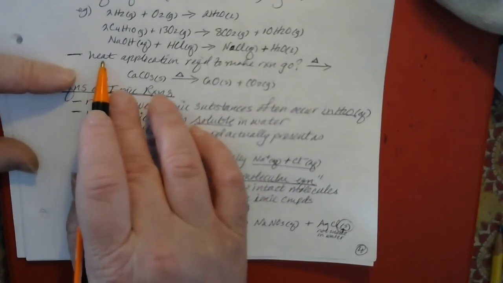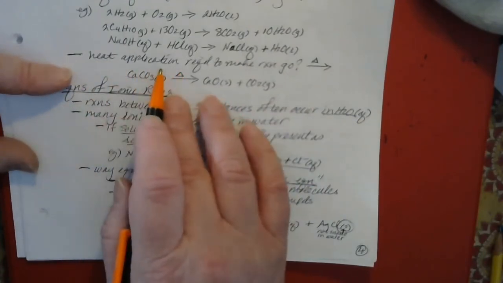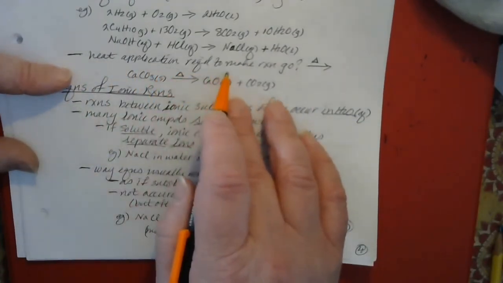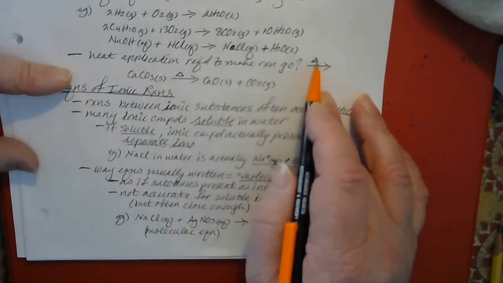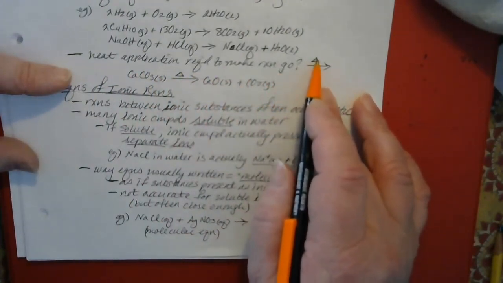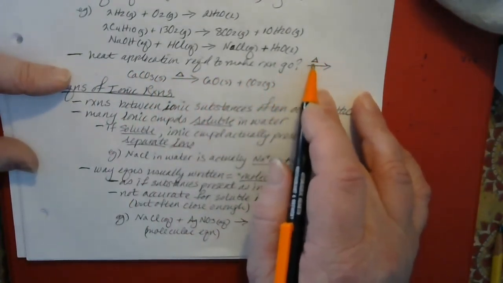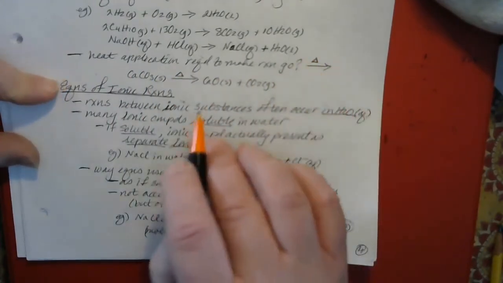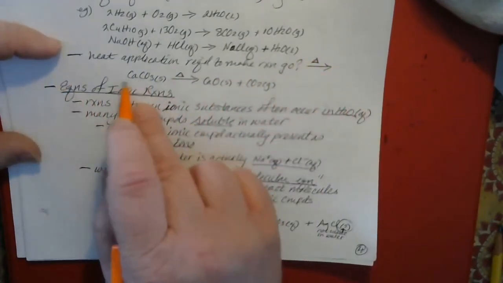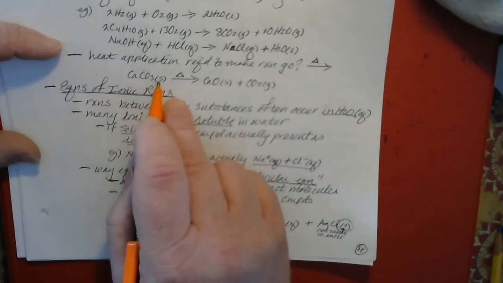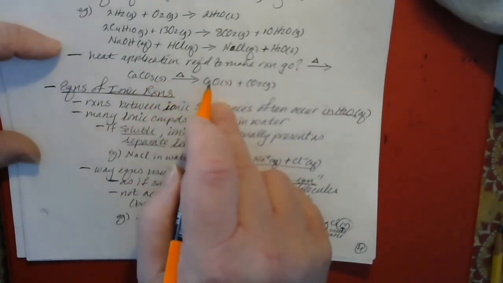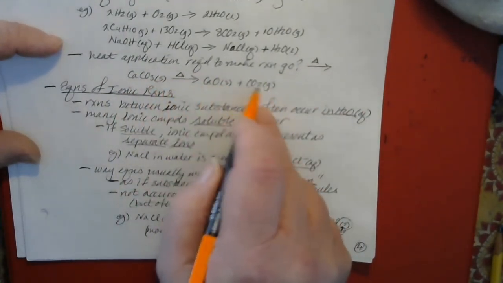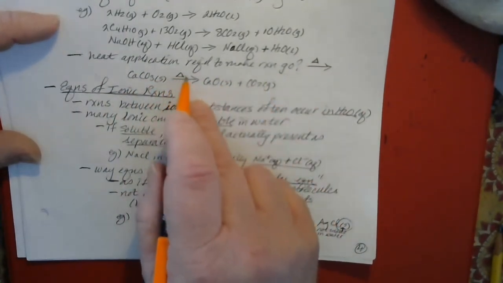You can denote heat application if it's required for the reaction to go forward as a triangle or the capital Greek letter delta over the arrow. So triangle over the arrow, that means heat must be applied. So in order to take calcium carbonate solid and break it down into solid calcium oxide and gaseous CO2, you need to apply heat. Okay.